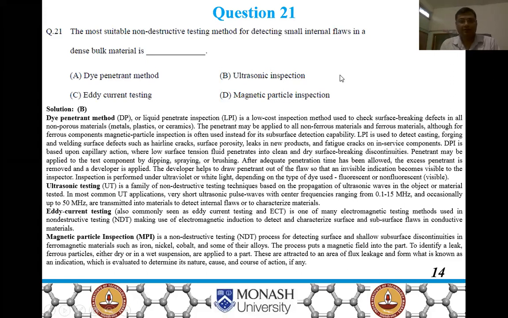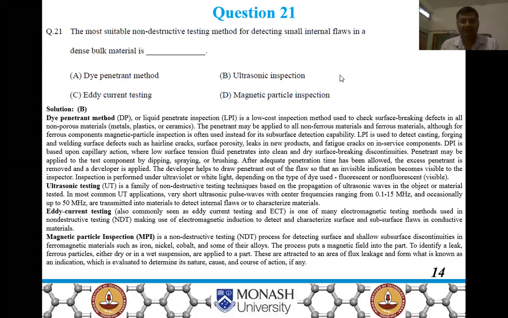Question number 21. The most suitable non-destructive method for detecting small internal flaws in a dense bulk material is: dye penetrant method, ultrasonic inspection, eddy current testing, or magnetic particle inspection. So first we need to understand what these methods are.